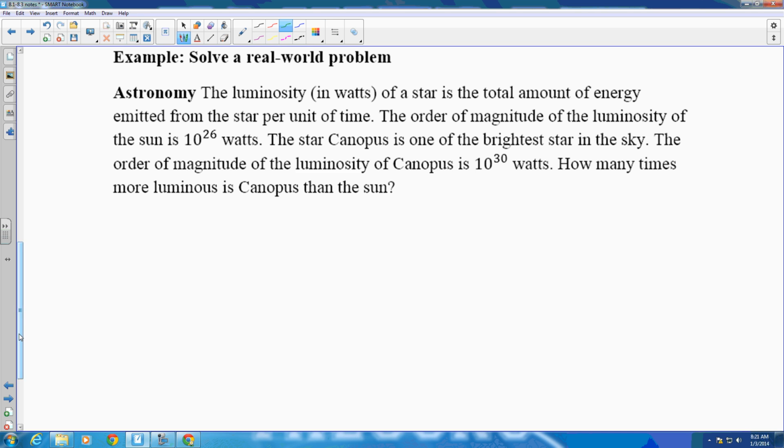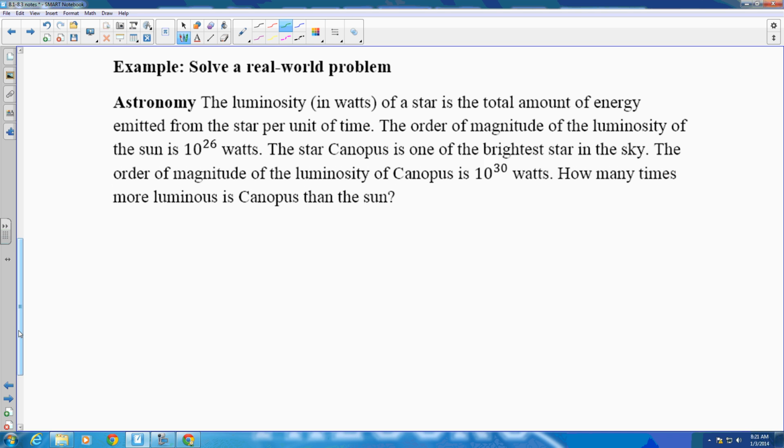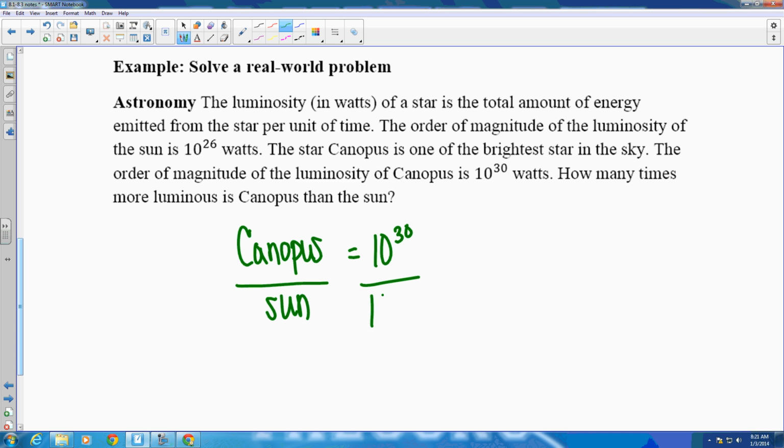Okay, our real world problem, we have order of magnitude for the sun is 10 to the 26th, and Canopus is 10 to the 30th. How many times more luminous is Canopus than the sun? So we need to divide our luminosities. If we put Canopus on top, so 10 to the 30th divided by 10 to the 26th, we subtract the exponents to get 10 to the 4th times more luminous.